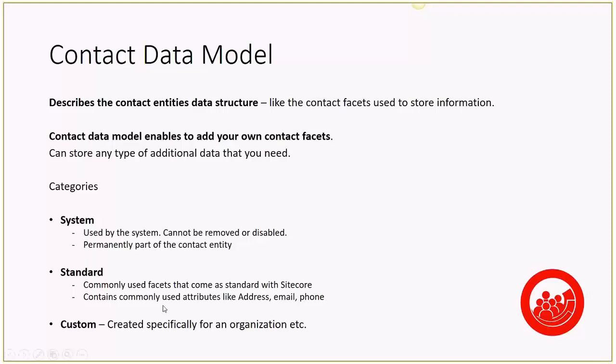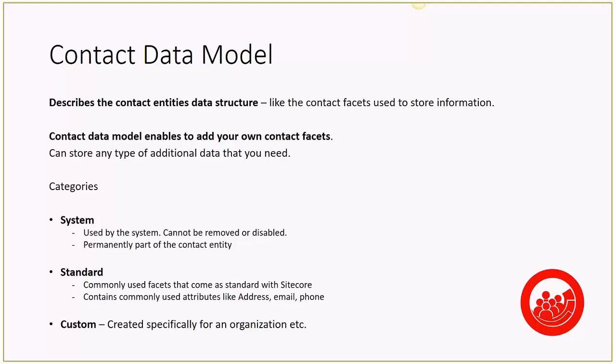Standard ones are the ones Sitecore provides. So basically standard ones include some attributes like address, email, phone, name, etc. for a user. These ones can be extended, and the values can be changed. We could force that. I'll show you later during the demo. Custom ones are company specific ones that we can create.